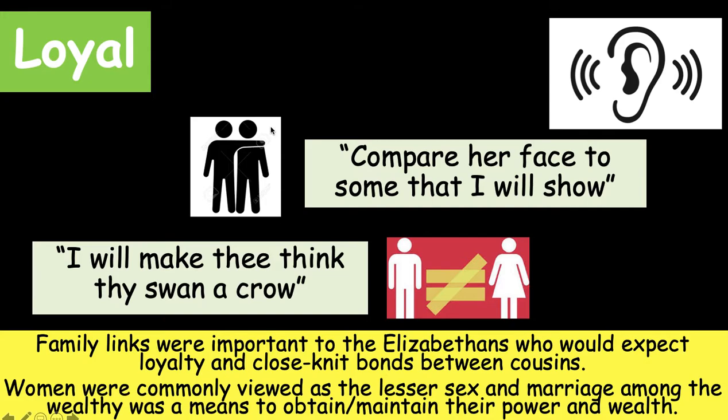Romeo feels comfortable to open up to Benvolio, and also we can see that Benvolio is really trying to comfort Romeo and help him move on so that he can get over his heartbreak with Rosaline. However, we also notice that potentially this is quite a sexist opinion held by Benvolio, but it's really important to consider the fact that this wasn't that unusual at that time. So women were commonly viewed as the lesser sex, and marriage among the wealthy was a means to obtain or maintain their power and wealth.